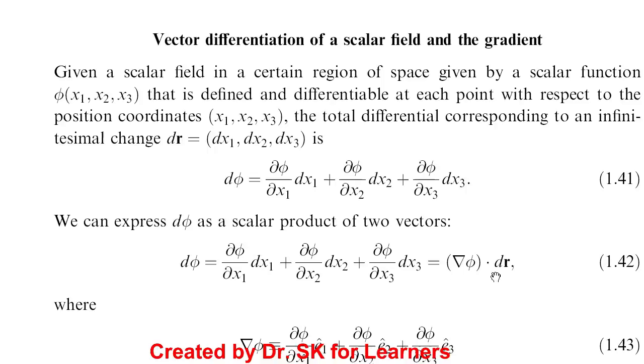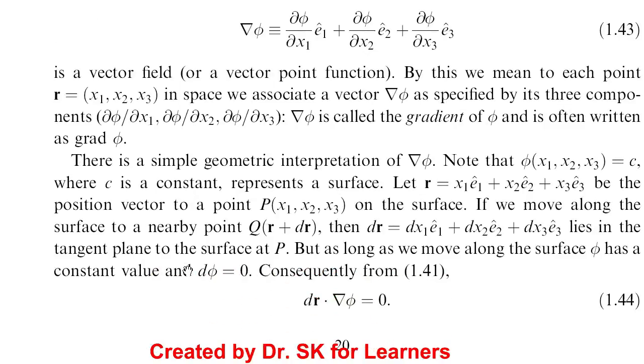Now you see this is a scalar quantity, and the product will be maximum when the cos theta term is 1. For cos theta to become 1, you need to make these two vectors parallel. So let's see what it does. It says the geometric interpretation of del phi can be written like this.